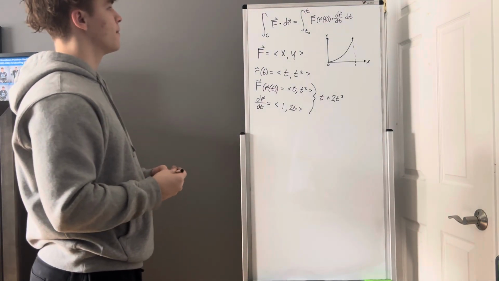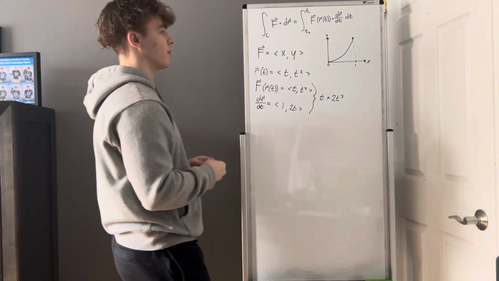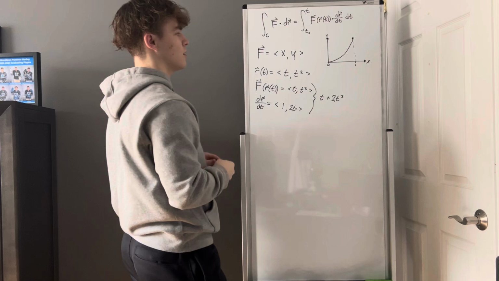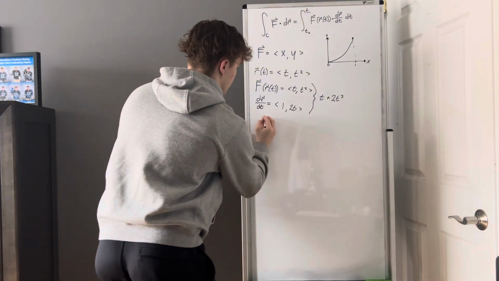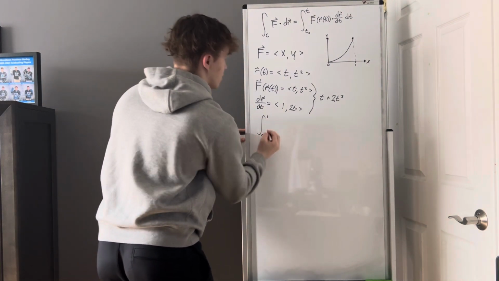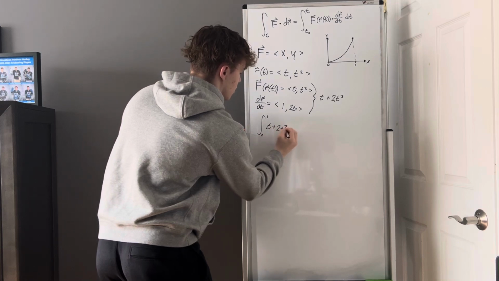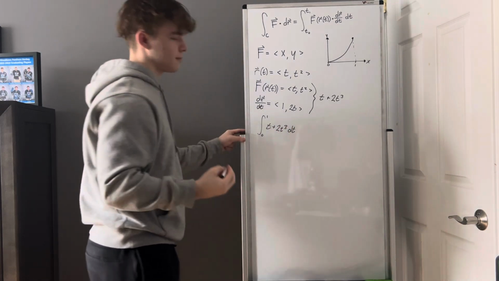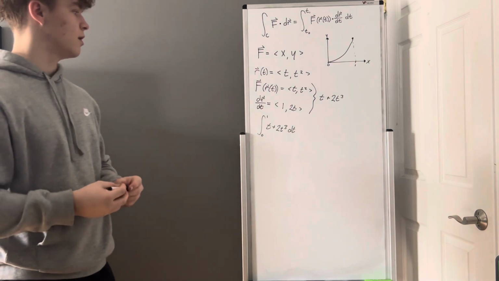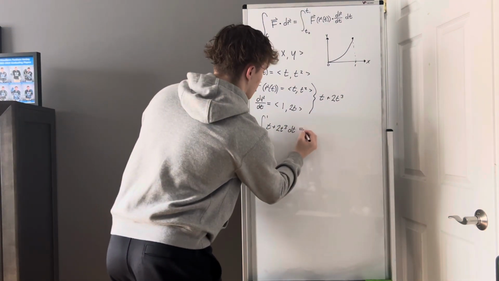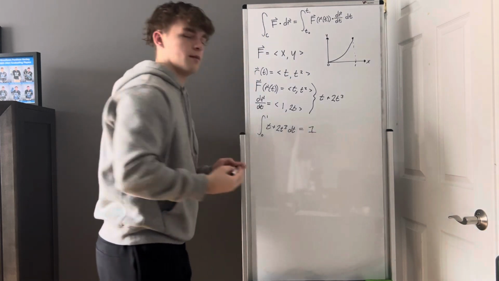Okay, well, what does t run from? Well, x runs from 0 to 1, and x is just t, so t runs from 0 to 1. So we can now rewrite our integral as the integral from 0 to 1 of t plus 2t cubed dt. This is a very, very simple integral. It's going to equal 1.